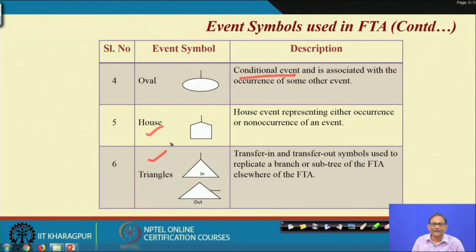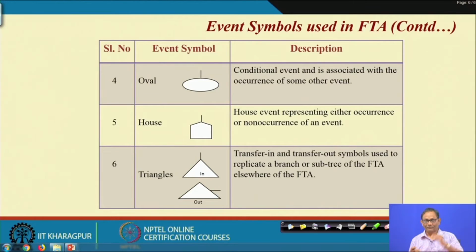They are commonly not used for a small tree, but particularly for a big tree this is used, and this is a symbol which you may not get examples of all the time, but sometimes it may happen that whether it occurred or not occurred has some implications. Okay. So, there are 6 event symbols. These just represent what is happening when you develop the fault tree.